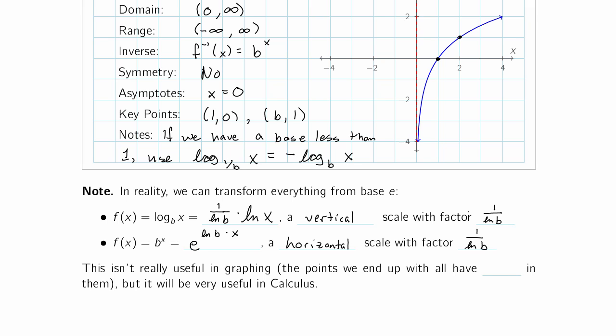Now, this isn't really useful to us in graphing, because the points that we actually get out of this all have e's in them, and actually plotting the number e is not fun. But it will be very useful in calculus, where you learn the meaning of the natural in natural log.